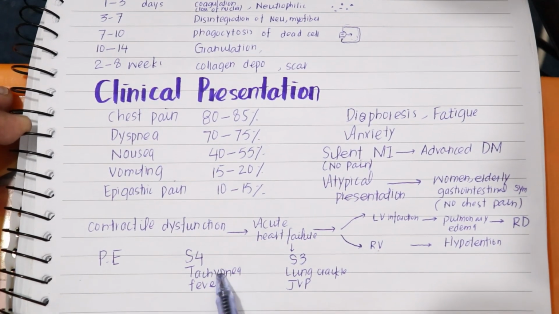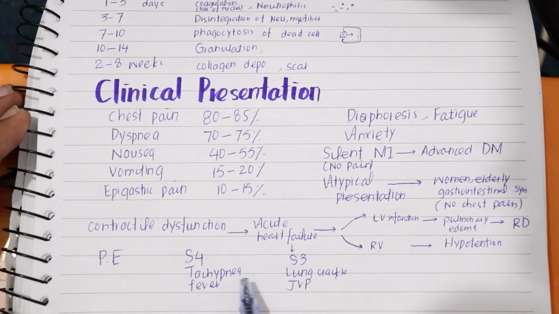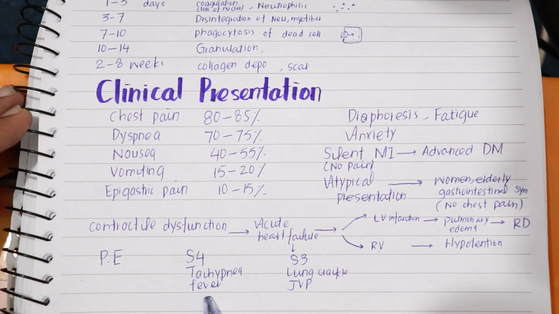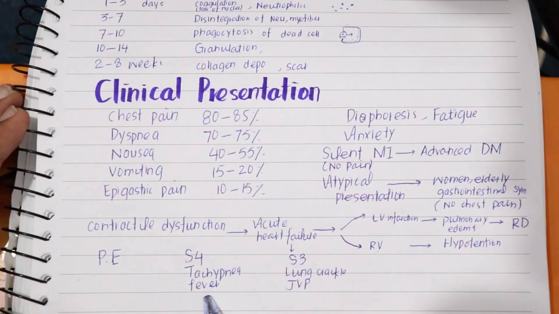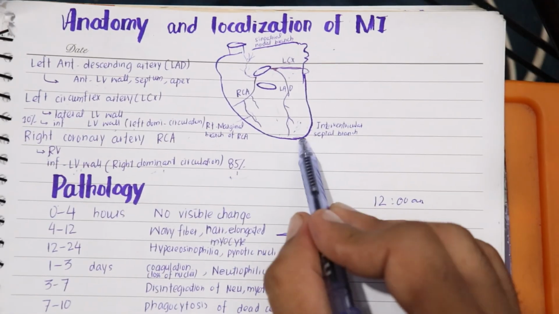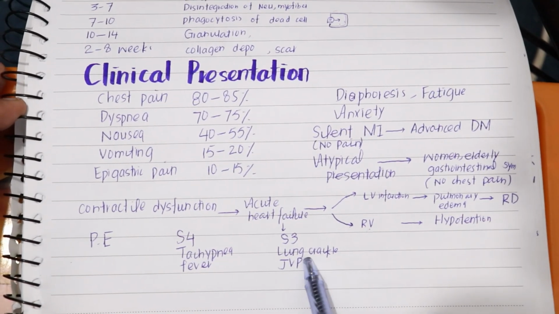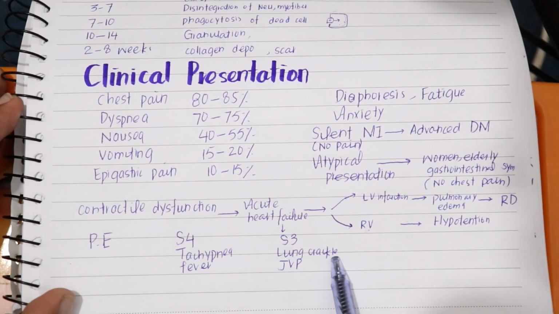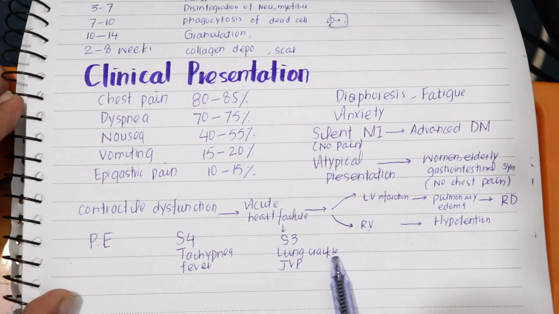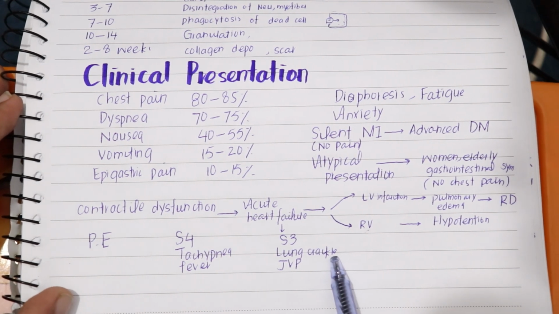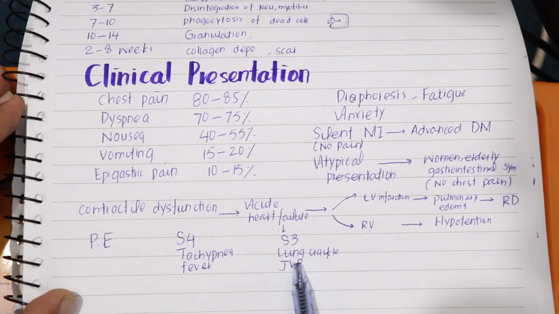On physical examination, there would be S4, S3, tachypnea, the heart rate would be increased, there may be fever, right? Why? Because there is infarction, inflammation, and inflammation causes fever. There would be lung crackles when you put on your stethoscope and listen to the sound of breathing, and jugular venous pressure would be raised.